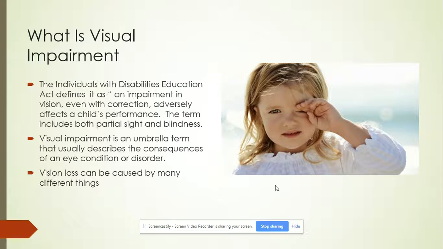The Individuals with Disabilities Education Act defines it as an impairment in vision, even with correction, that adversely affects a child's performance. The term includes both partial sight and blindness. Visual impairment is an umbrella term, usually describing consequences of an eye condition or disorder. Vision loss can be caused by many different things.